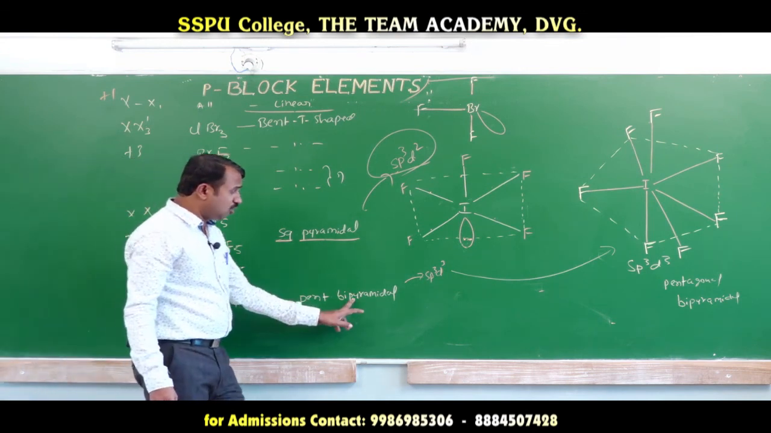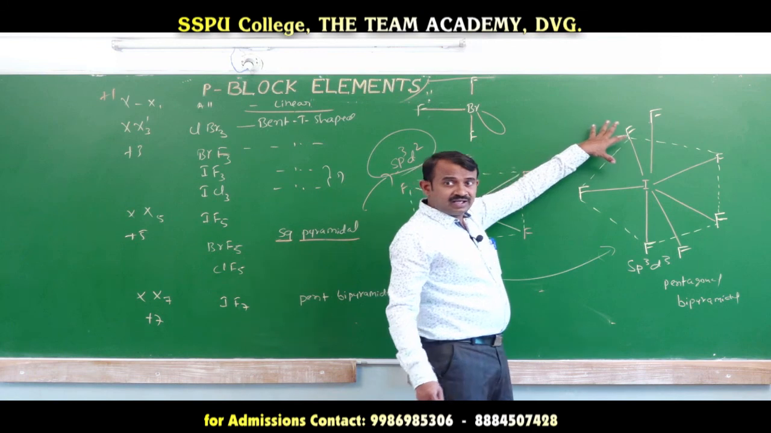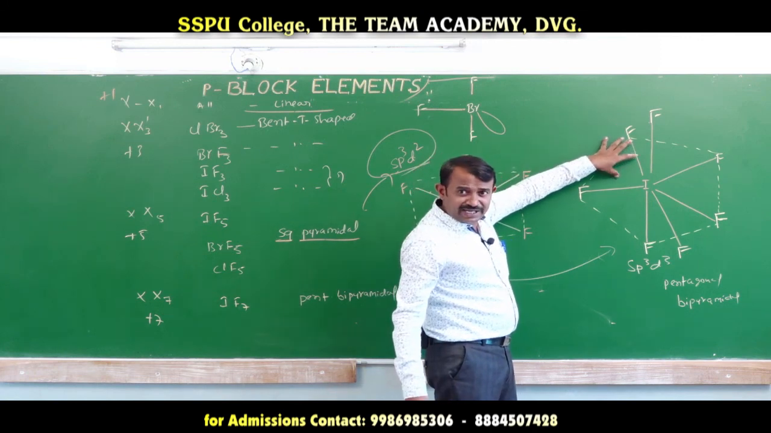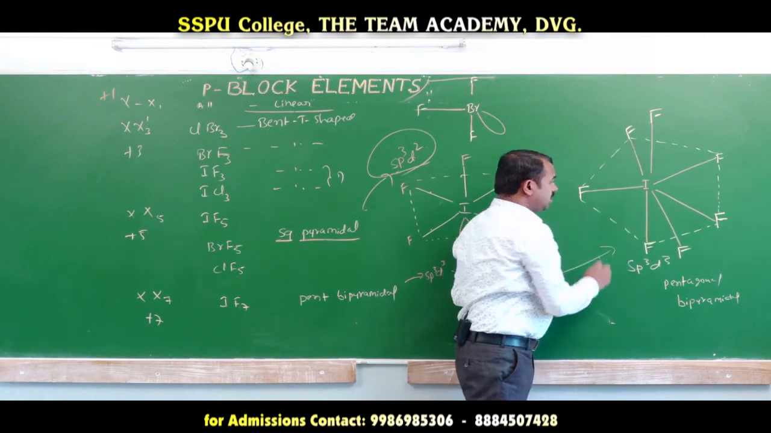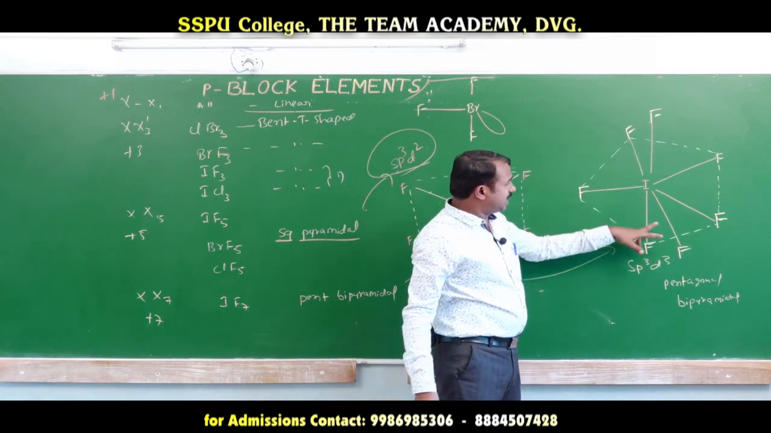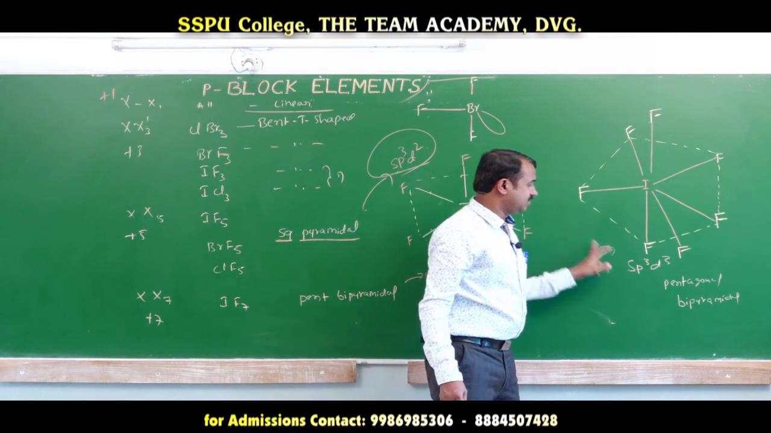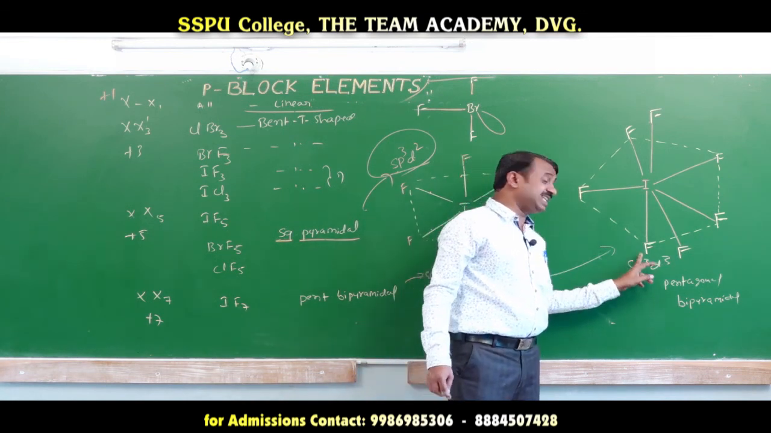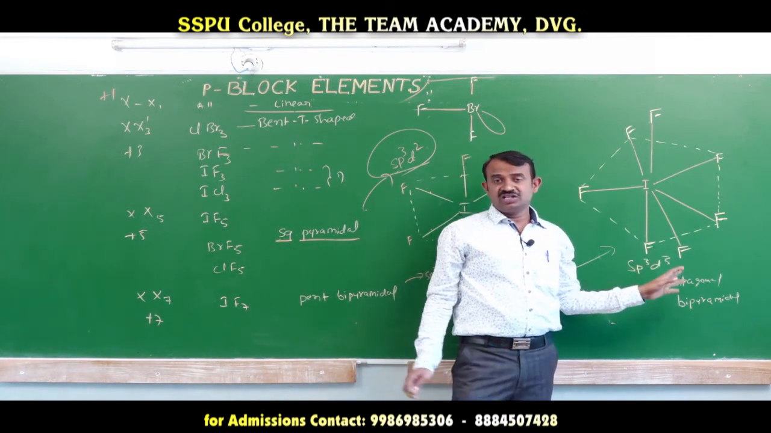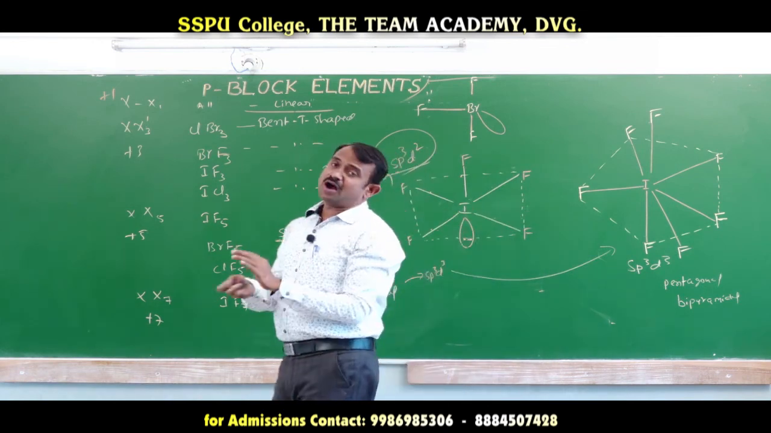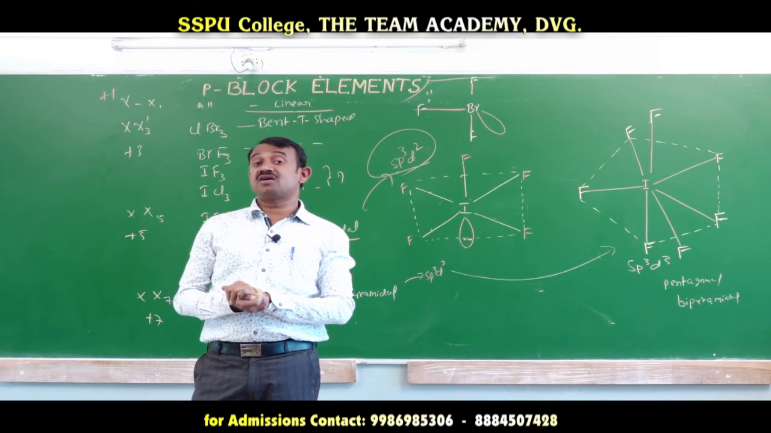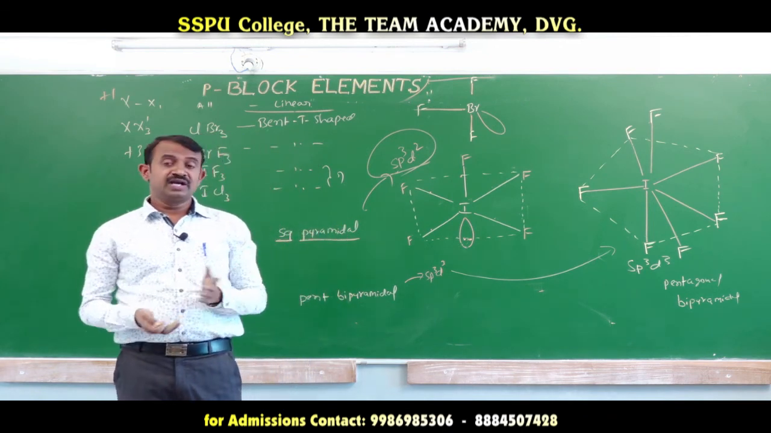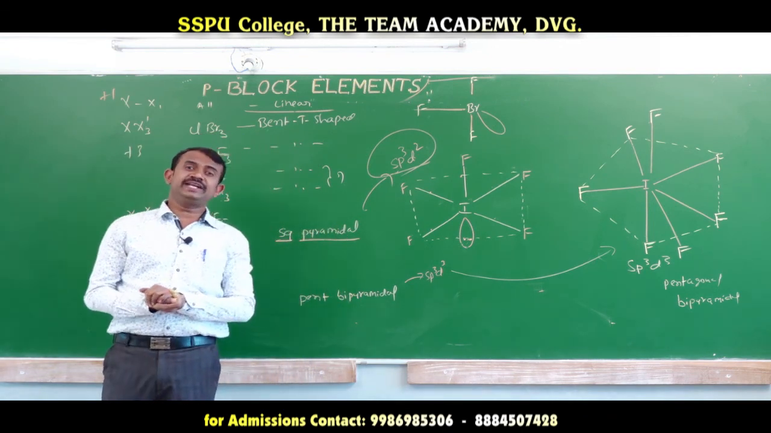Last one, oxidation state +7, IF7. IF7 is pentagonal bipyramidal. Listen here, this is the pentagonal bipyramidal shape of IF7, with sp3d3 hybridization. These are the shapes of interhalogens, and they will be asked in entrance examinations. Next we will go for group 18 elements.